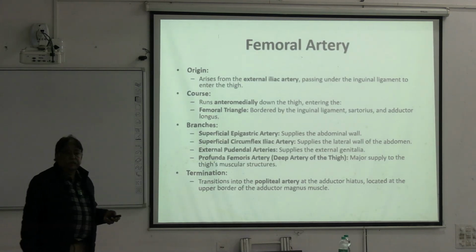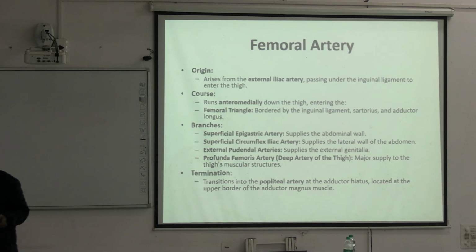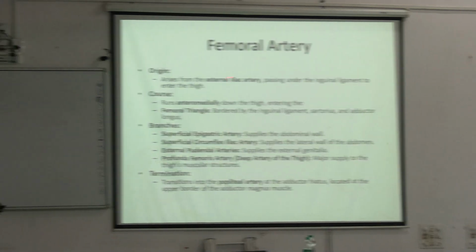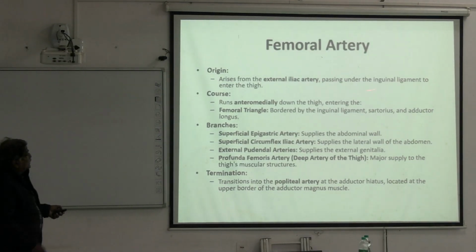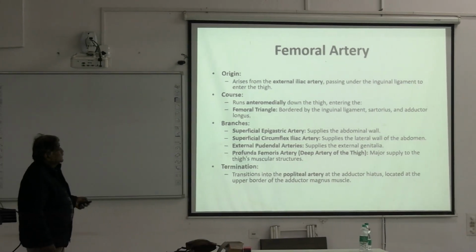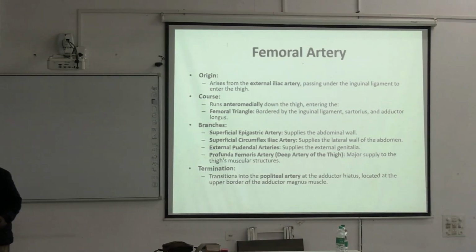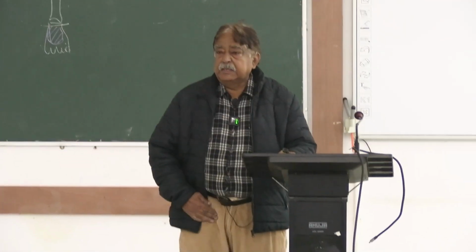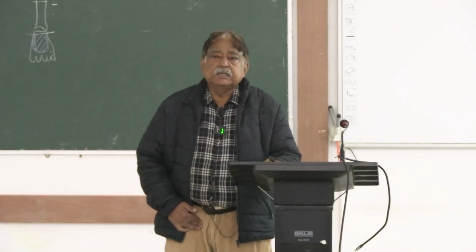Now, the femoral artery. It can be a short note of 4 marks or some question from your femoral triangle. Origin: arises from the external iliac artery, passing under the inguinal ligament to enter the thigh. Now, you can palpate and feel the pulsation.